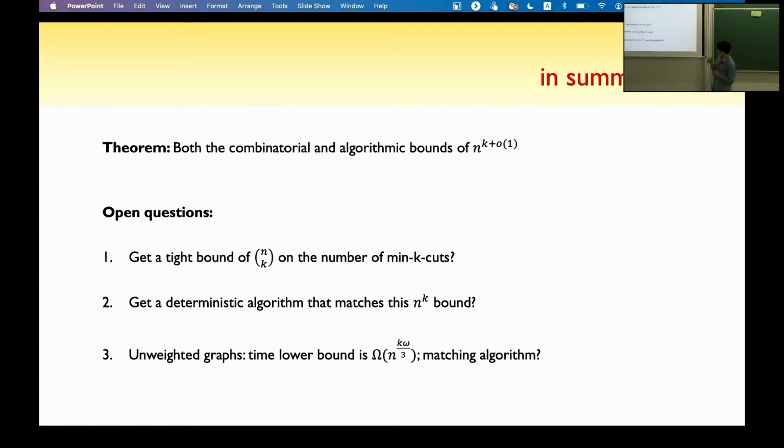That's because unweighted k-clique has an algorithm that runs in time n to the k omega divided by 3. So this is the best time lower bound for unweighted graphs, and there may be a faster algorithm that matches this time lower bound for unweighted simple graphs.